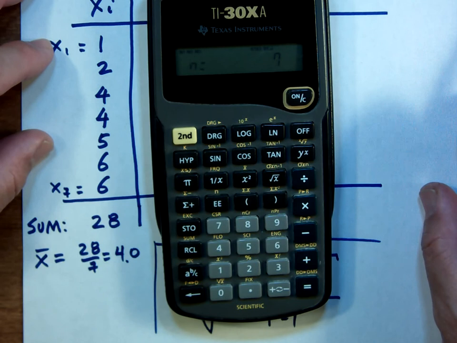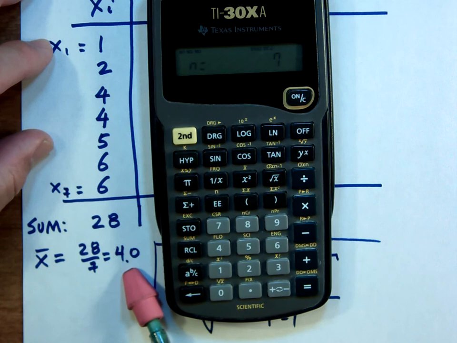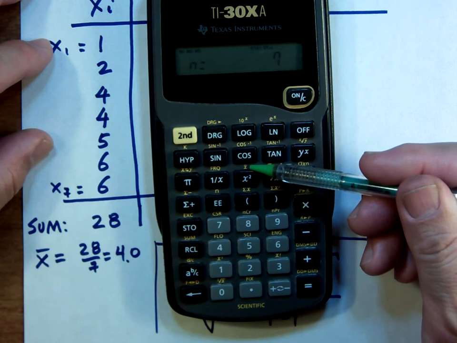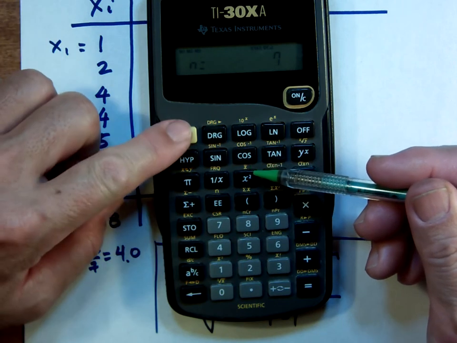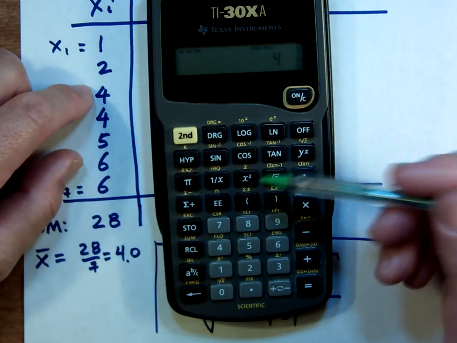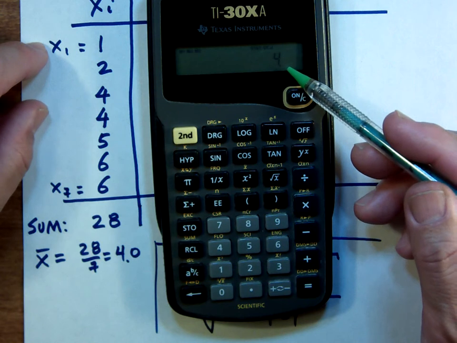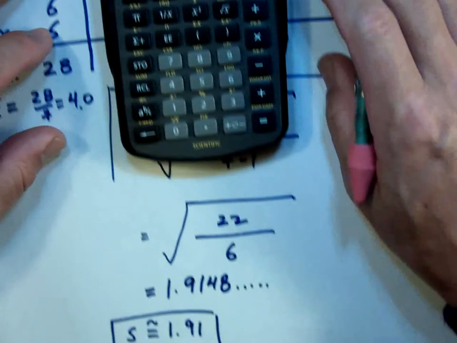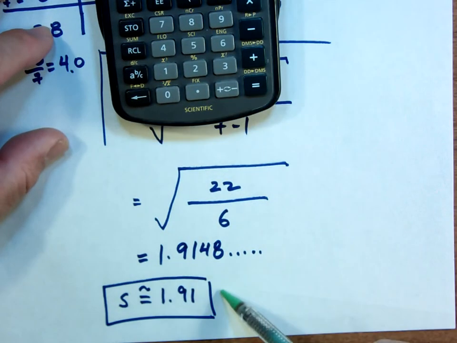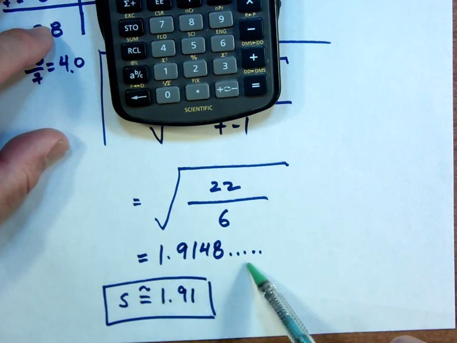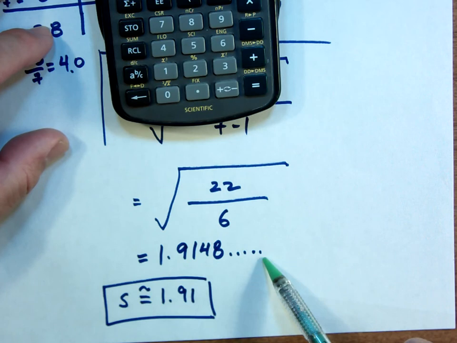Now just 2 more buttons and that will give us our result. First, the sample mean of 4.0. Let's hope that's what we get. The key is right here, so we press second, and then x squared. That gives us the 4, which has to equal this 4. And if you remember, the standard deviation that we computed earlier is a non-terminating, non-repeating decimal, 1.9148, going on forever.